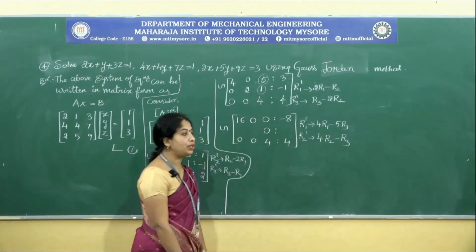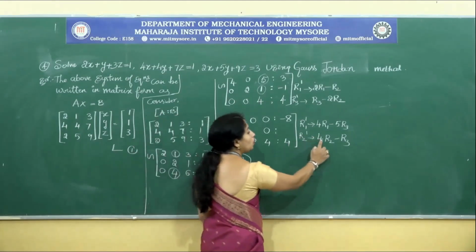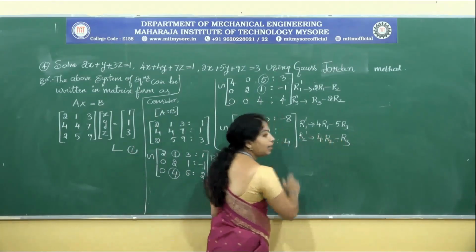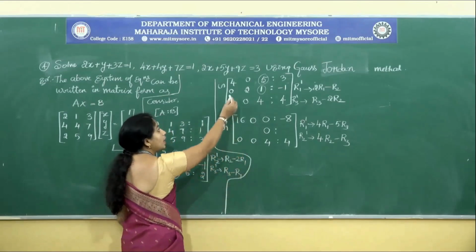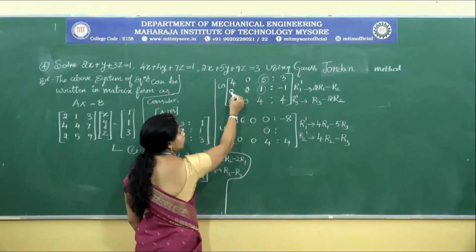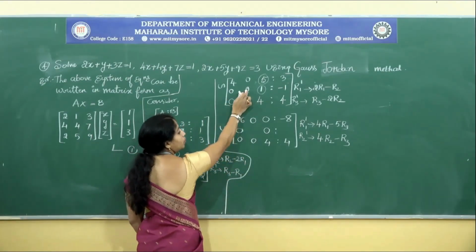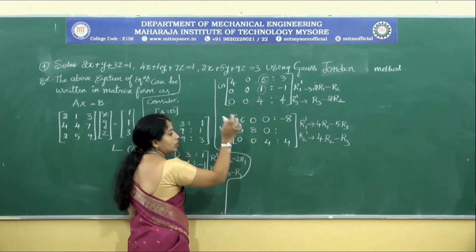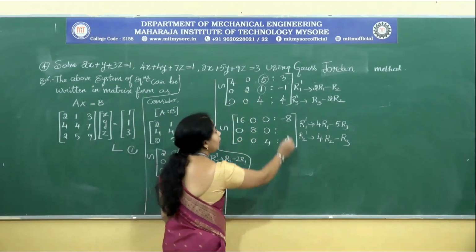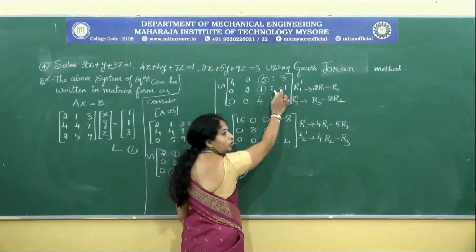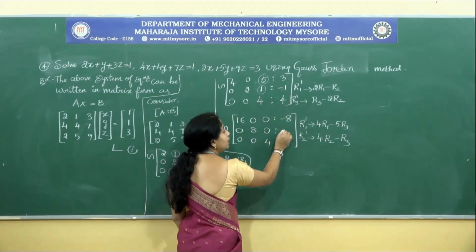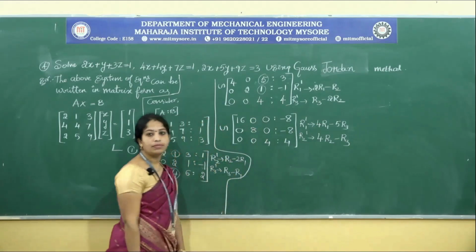See the next row operation, R2 dash is 4 times R2 minus R3. 4 times R2 means 4 into 0, now this will be 0. 4 into 2, that is 8, minus 0, you will get 8 only. 4 times R2, that is minus 4 into minus 1, minus 4 minus 4 will be minus 8.